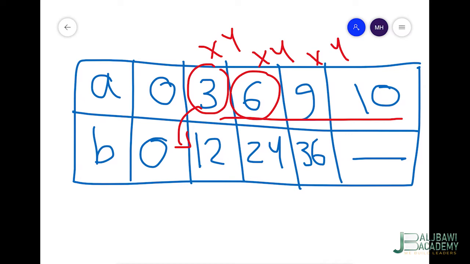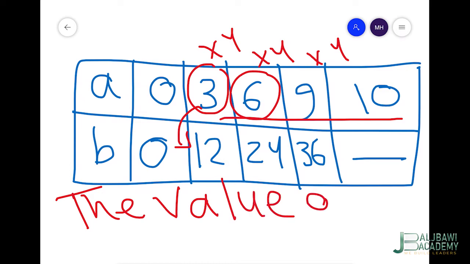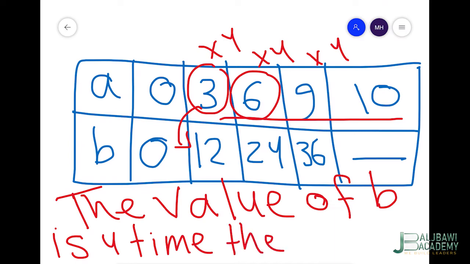So I have got the rule: the value of B is A multiplied by 4. Or we can say the value of A times 4 gives the value of B. We can write the rule: the value of B is 4 times the value of A.